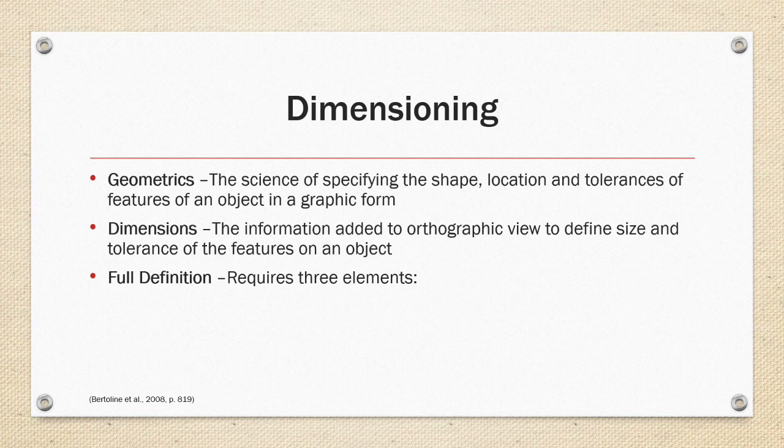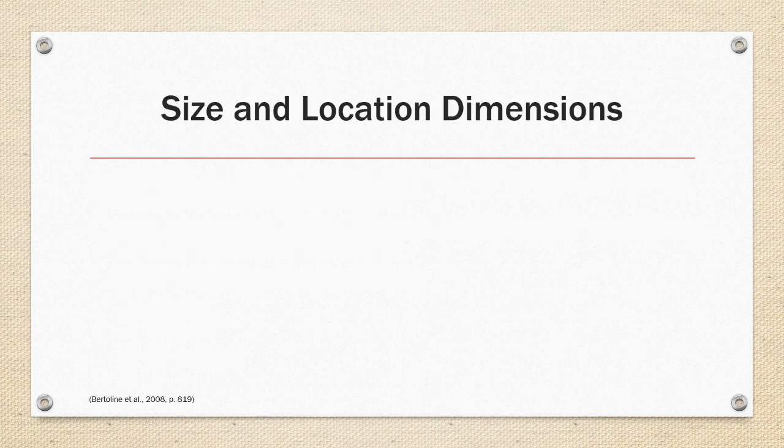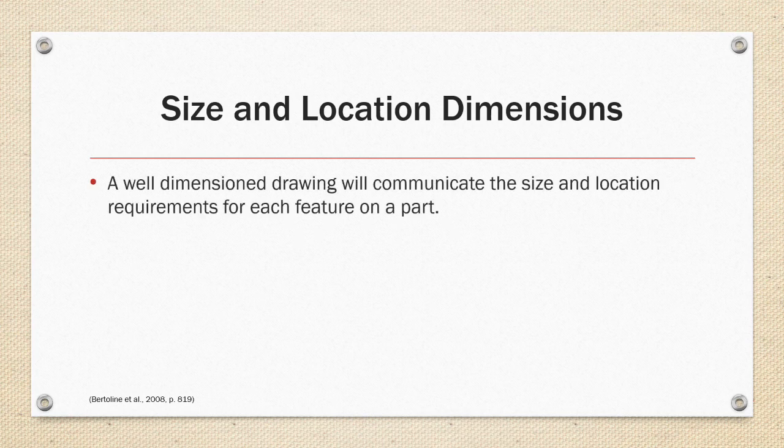Full definition of an object in technical drafting requires first graphics, second dimensions, and third words in the form of notes. A well-dimensioned drawing will fully define the part by communicating the size and location of each feature.